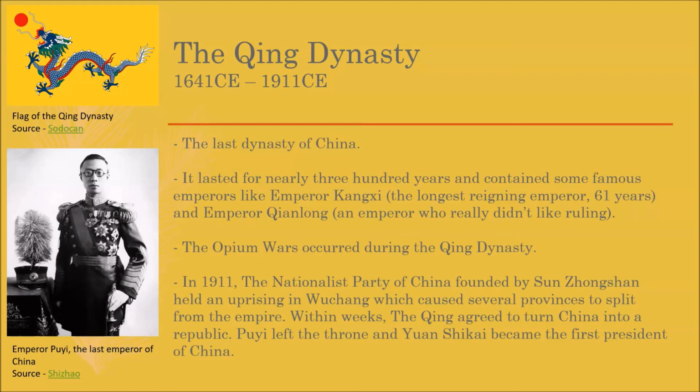The Opium Wars occurred during the Qing Dynasty. There were two Opium Wars where it was essentially China versus Britain. And in 1911, the Nationalist Party of China, founded by Sun Zhongshan, held an uprising in Wuchang, which caused several provinces to split from the empire. Within weeks, the Qing agreed to turn China into a republic. Pu left the throne, and Yuan Shikai became the first president of China, and that is how the dynastic system ended.